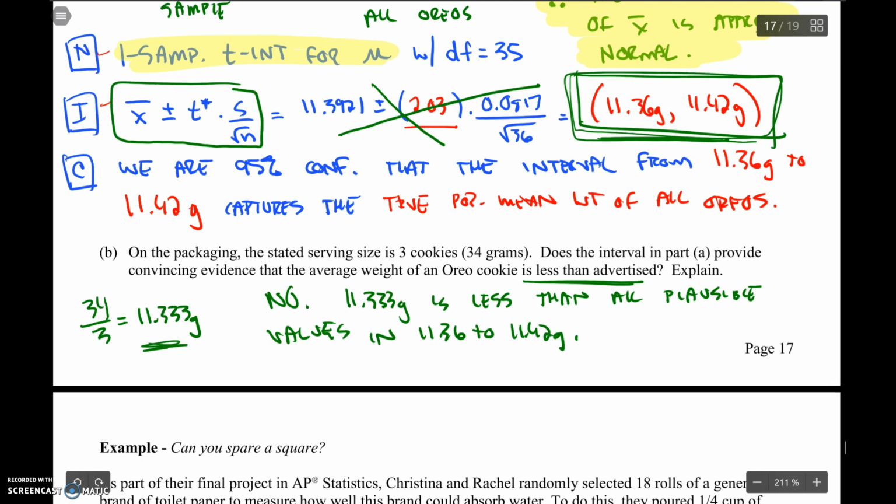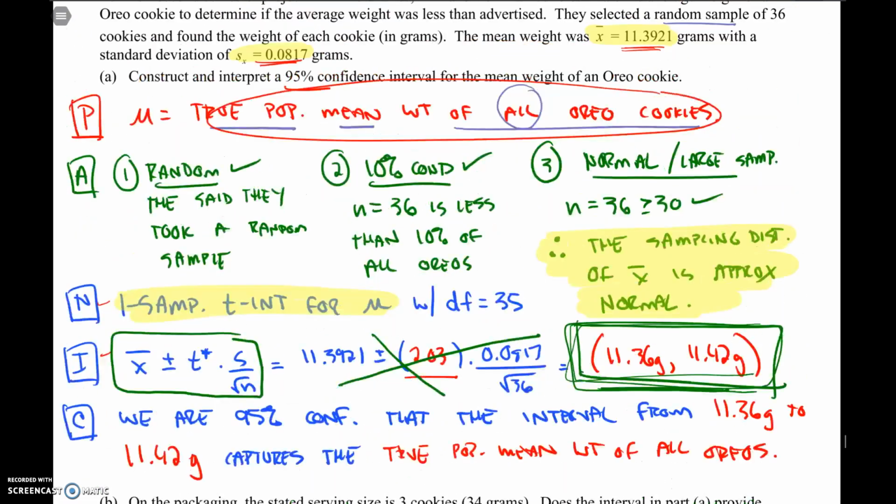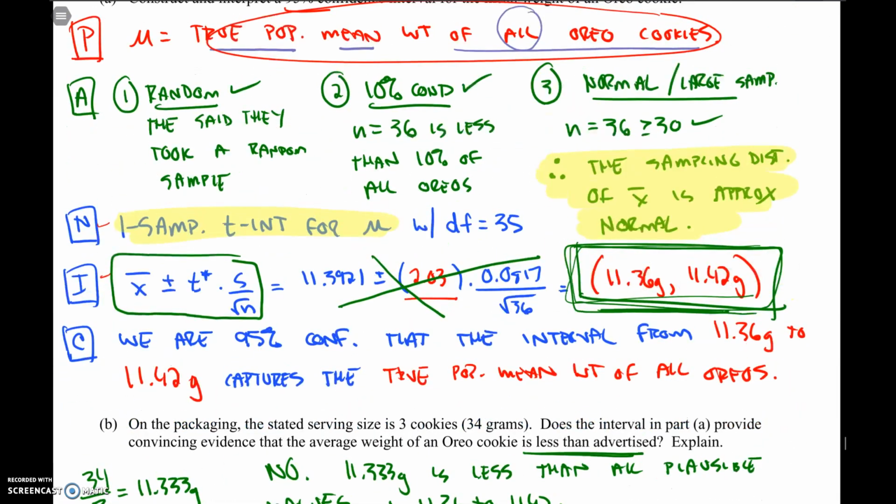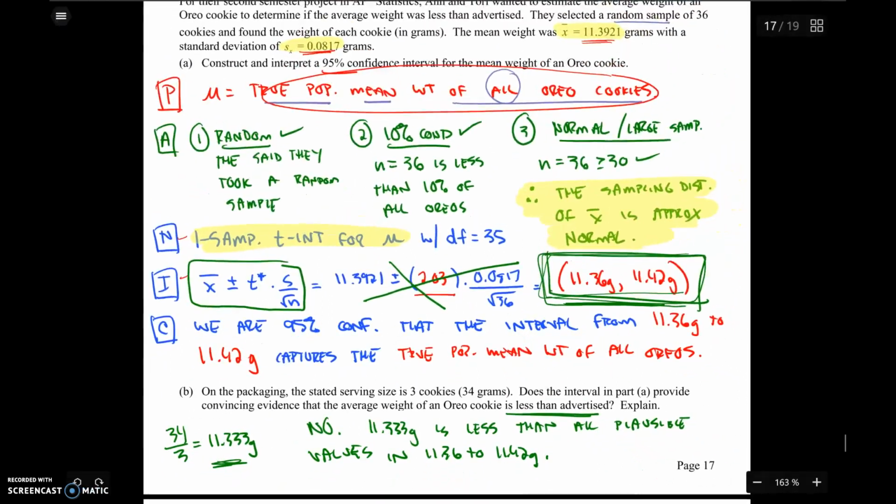I think that's fine. If this was an AP test, I'd want to write some more. I'd probably say something like, this is actually evidence that the cookie is overweight, not underweight. But that's probably a good thing. I mean, if you love Oreo cookies, it's a good thing, right? So there's a lot here. There's a lot you can screw up on.